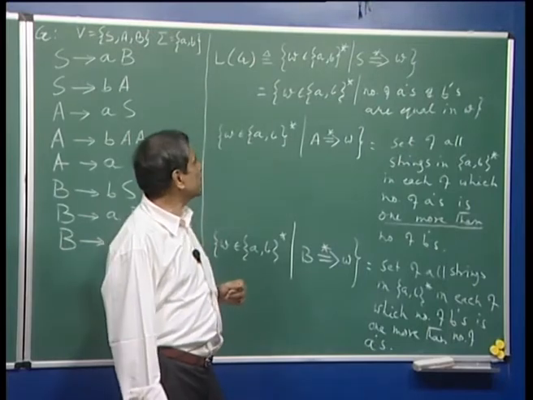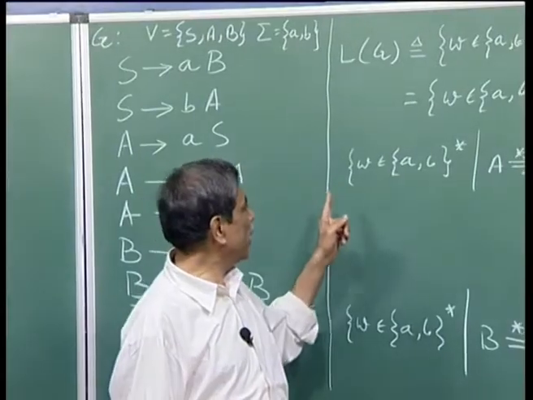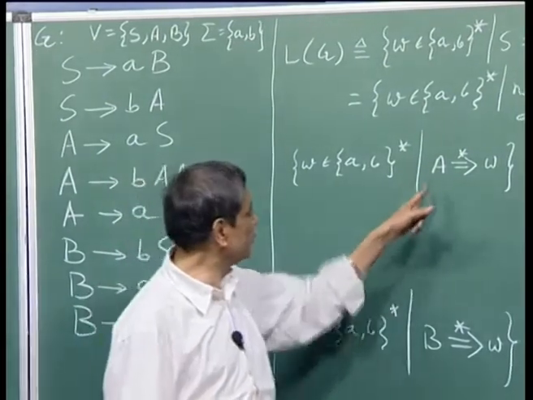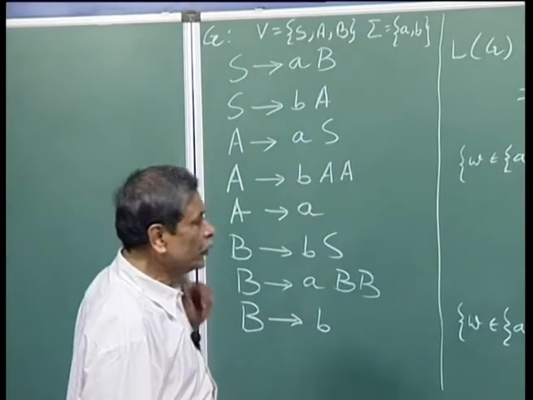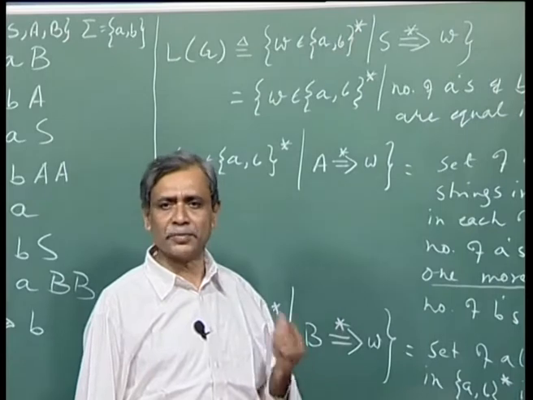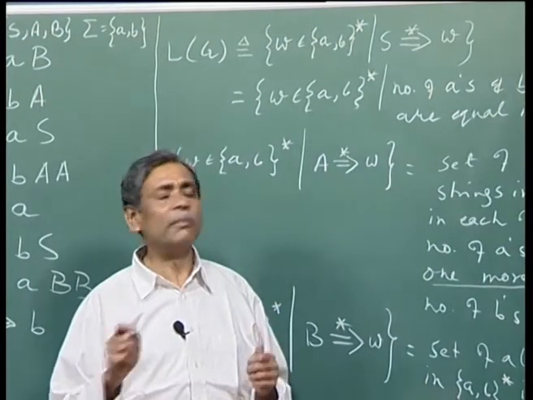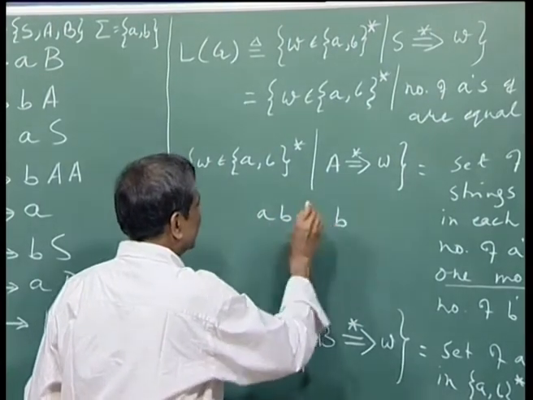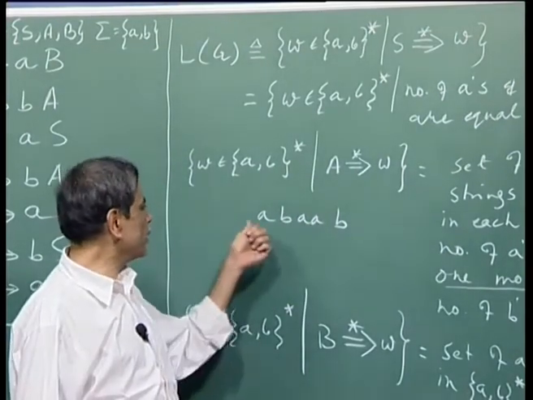Now, we also said last time that to do so, I need to prove two other claims, and that is A derives all strings. There are two non-terminals other than S, capital A and capital B, and we would like to claim that this non-terminal generates all strings over the terminal symbols small a and small b, where the number of a's is exactly one more than the number of b's. So, for example, a string like a, b, a, b, a.